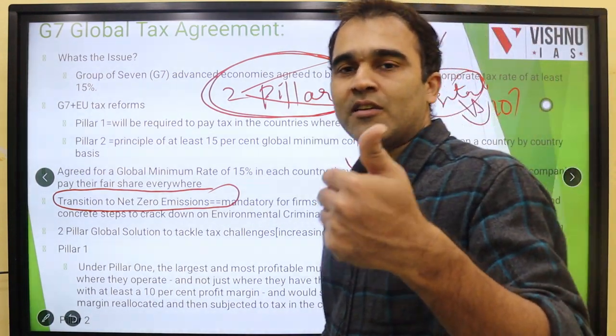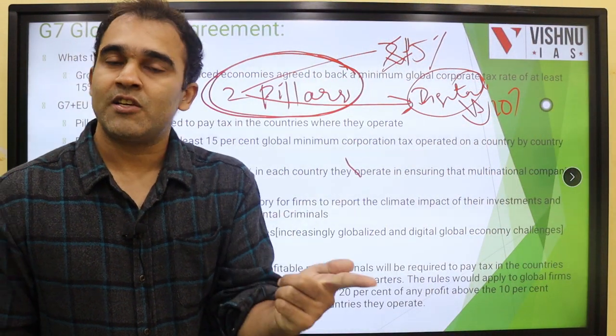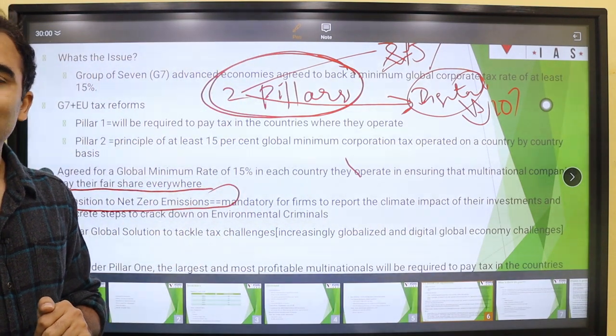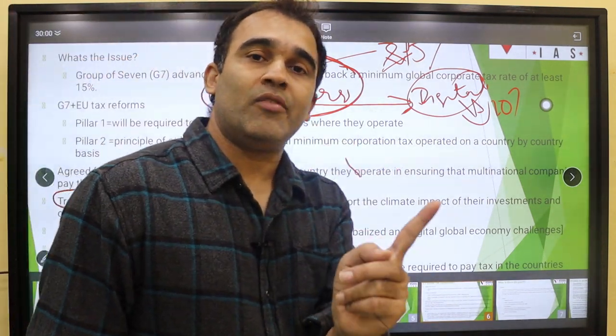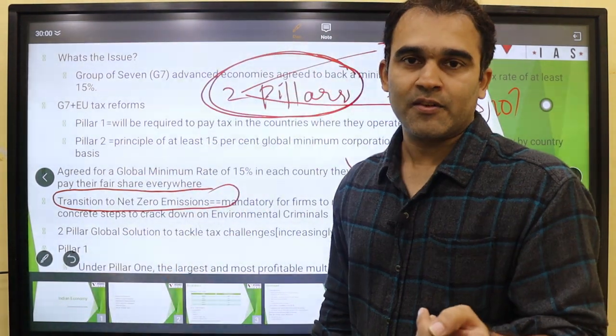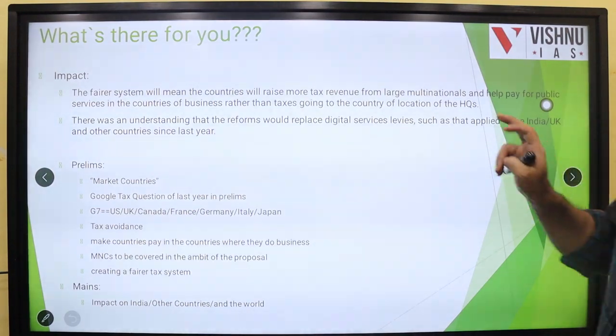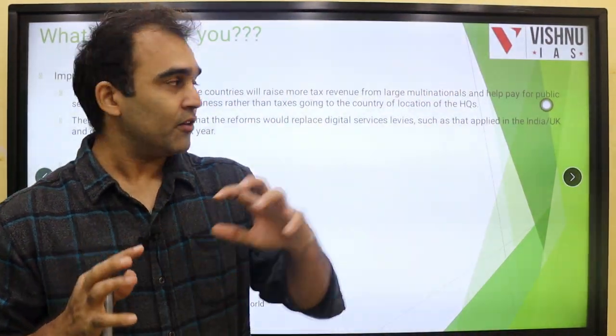Number one, minimum taxation rate. Number two, taxing new age economic activities. Number three, environmental concerns arising out of the economic activities of these MNCs in different countries. So that's the issue at our hand. What is important for us? So that is the issue.